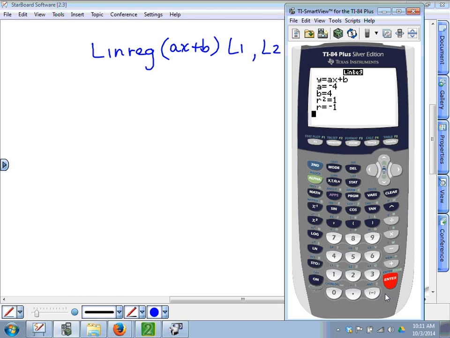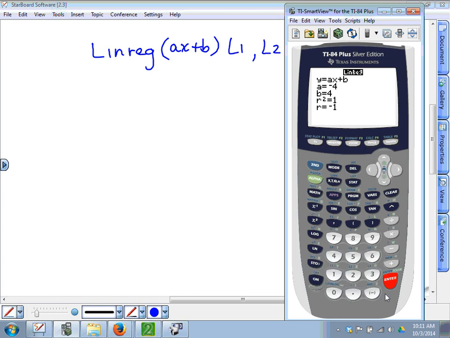So here's what the regression tells you. The equation looks like y equals ax plus b, and then it gives you the a value and the b value. So what is the equation? Y equals negative 4x plus 4. Right? We found that out by hand. We knew it was going to be that, but the calculator tells us.